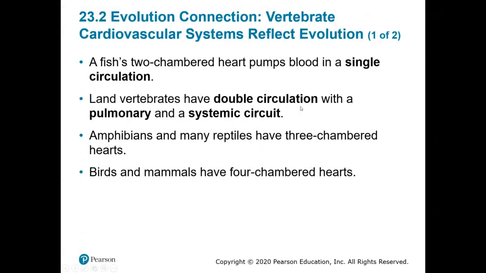Okay, so land vertebrates have double circulation where we have that pulmonary and systemic circuit. Amphibians and reptiles have 3-chambered hearts, and then birds and mammals have that 4-chambered heart. All right, they still have the double circulation even though they have 3 chambers. It's going to work a little differently than the 4-chambered heart.